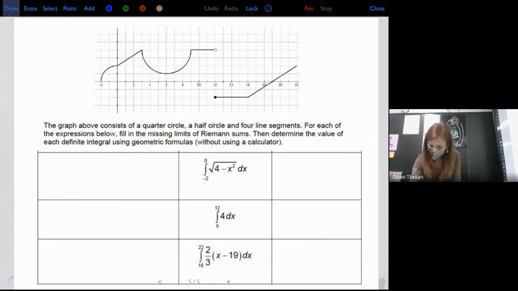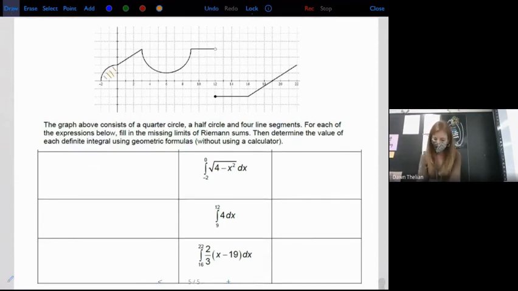-2 to 0. So that's this quarter of a circle. Let's first get our delta x. B minus A over n, a negative is going to make a positive 2. X sub k, -2 plus 2 over n times k. So now I can build my limit as n goes to infinity, the summation from the first to the last rectangle.